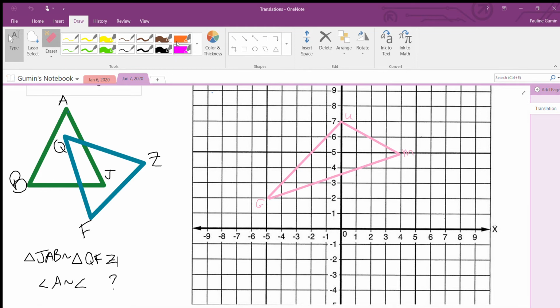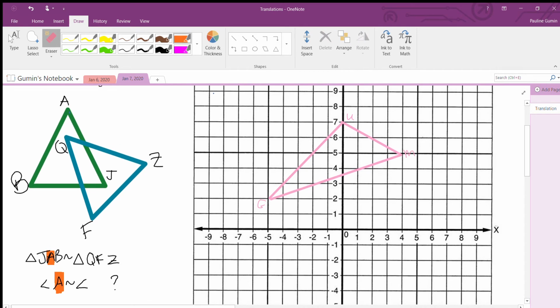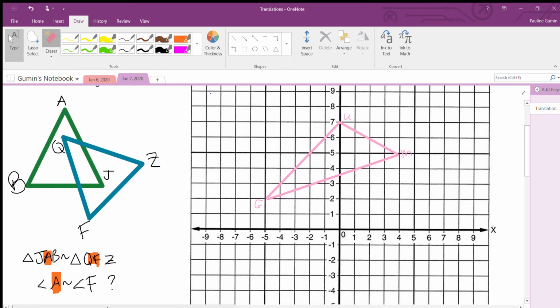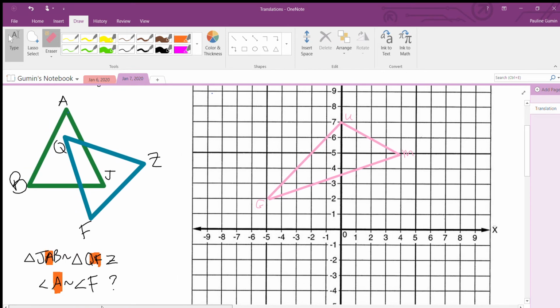So, if I'm asked a question about angle A, well, angle A exists in the middle of triangle JAB. That means it should correspond with the angle that's in the middle of the other triangle. In this case, that means that's angle F. So, F is our answer. So in this case, what we were trying to portray is that the order is important.